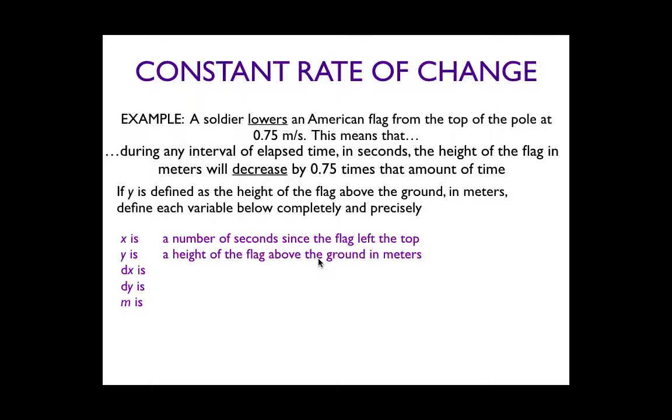For dx, this is an elapsed time. It's going to be measured in seconds. Some amount of time that goes by, a variation in time. There's a lot of different phrases you could use. So I could say a variation in time. We're measuring it in seconds. It has the same sorts of units as x does. But say a variation in time, a variation in elapsed time, an amount of elapsed time, something like that. But it indicates a change in time.